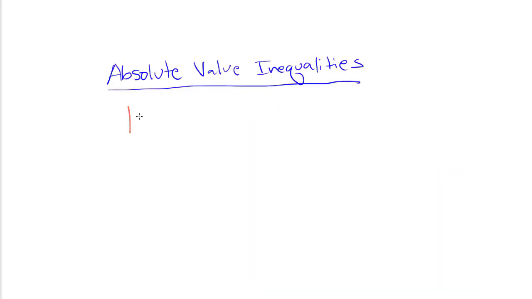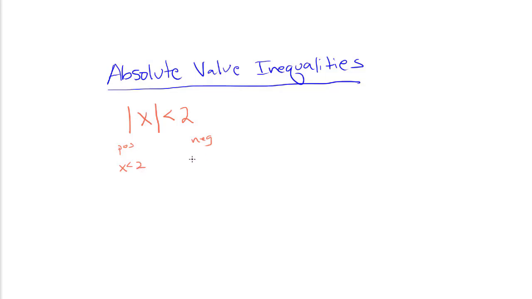What about absolute value inequalities? In this case, the absolute value of x is less than 2. How does that work? Well, again, that means x, if we go with our positive and negative cases again, it means x is less than 2.